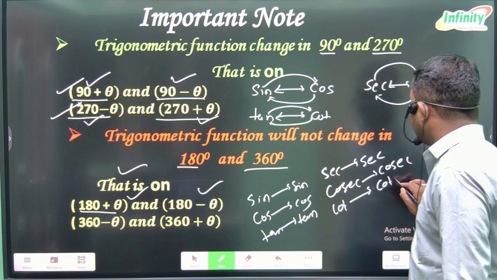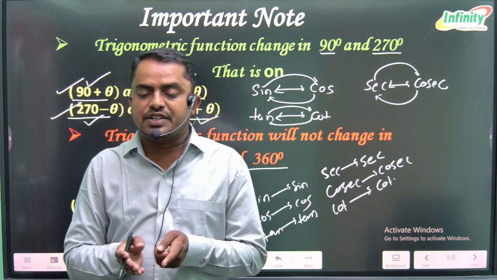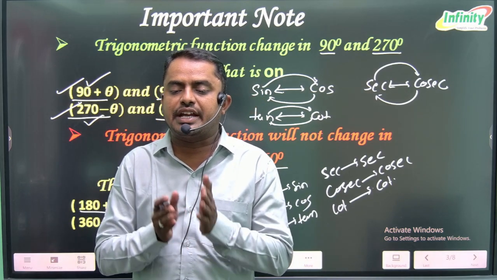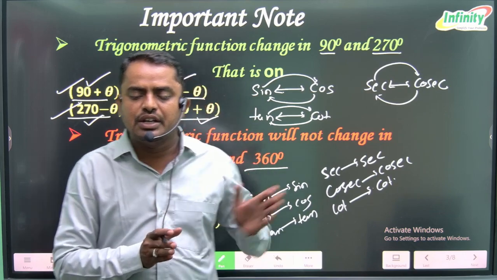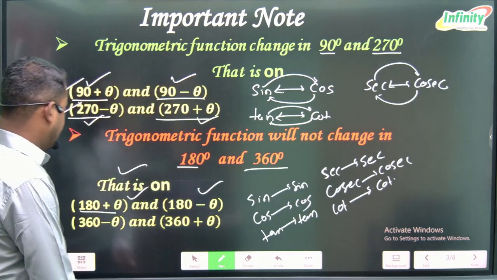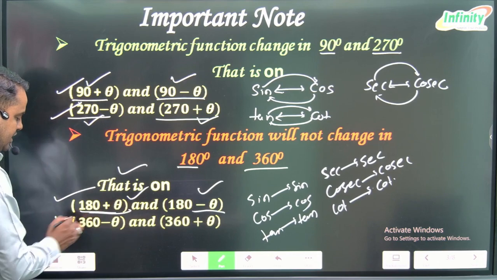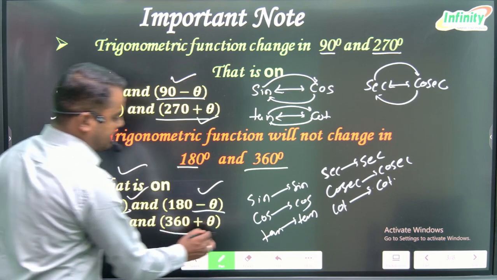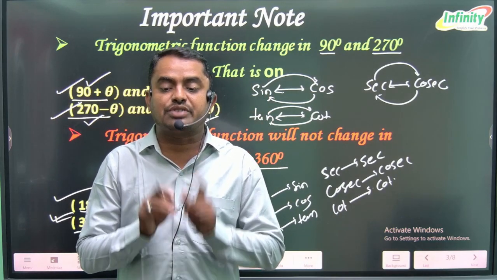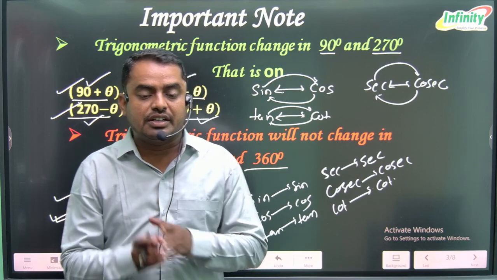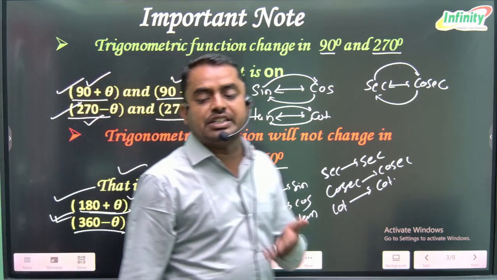Only thing is that the sign of the function will be changed based on the quadrant system, because in the first quadrant all are positive, in the second quadrant sine and cosec are positive, in the third quadrant tan and cot are positive, and in the fourth quadrant cos and sec are positive. In the angles 180 plus theta, 180 minus theta, 360 minus theta and 360 plus theta, the function will not change, only the positive and negative sign will be changed based on the quadrant in which it is lying. So let us see how these changes will take place now.